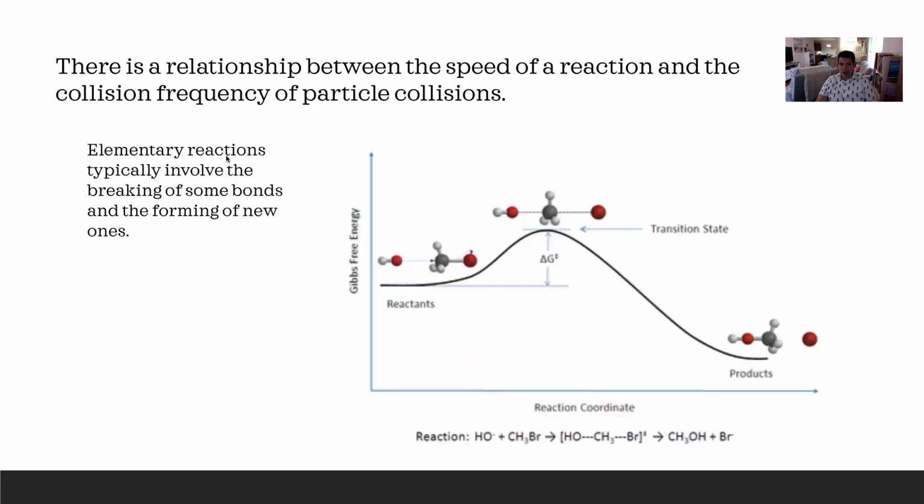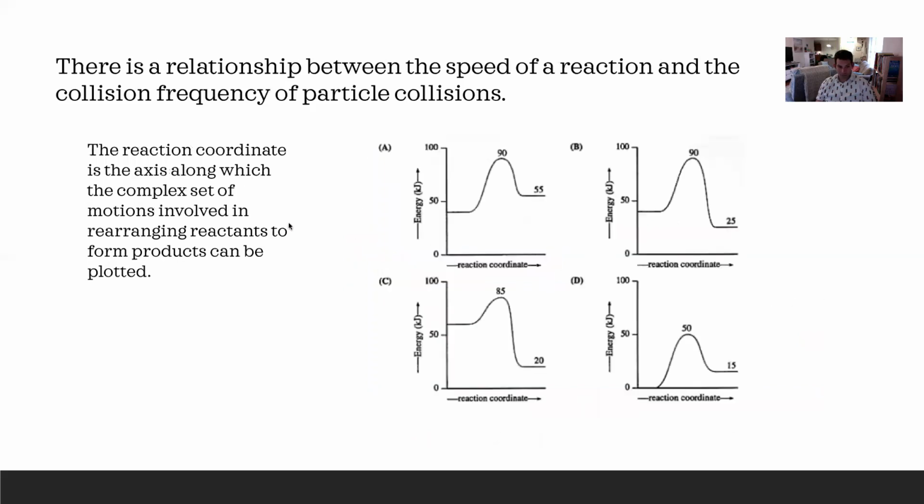All right, so now the elementary reactions, they typically involve the breaking of some bonds and the forming of new ones. So we get this temporary transition state, and some new bonds form, some bonds are broken. Remember, breaking bonds requires an input of energy, and forming bonds releases energy. All right, and the reaction coordinate is the axis along which the complex set of motions involved in rearranging reactants to form products can be plotted.